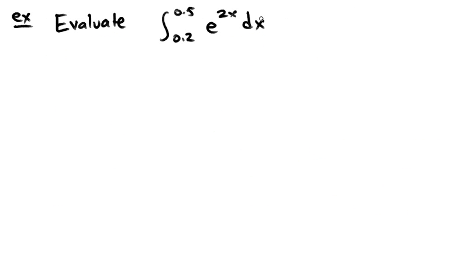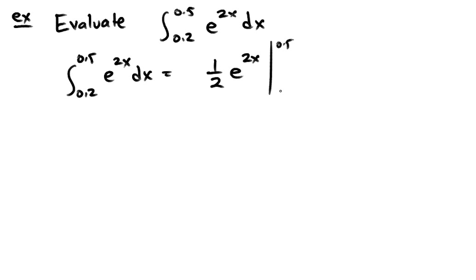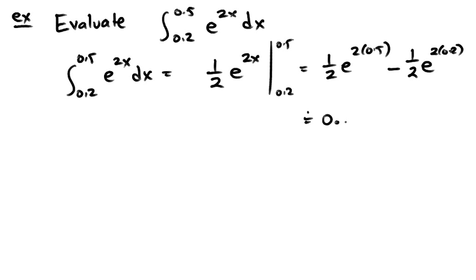We want to evaluate what e to the 2x dx is worth when the interval is from 0.2 to 0.5, and now I need to remember how to do integration with this. It becomes 1/2 e to the 2x, getting evaluated between 0.5 and 0.2. I plug in the 0.5. I subtract away, substituting in the 0.2. I'll probably need a calculator to do this, and I get on my calculator approximately 0.